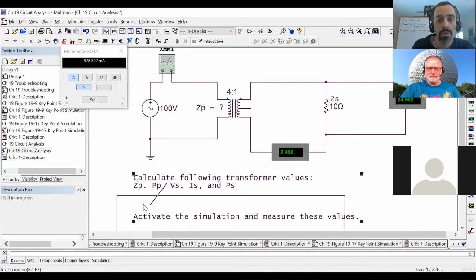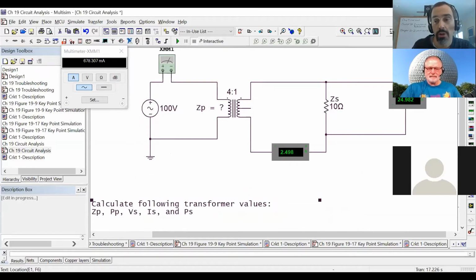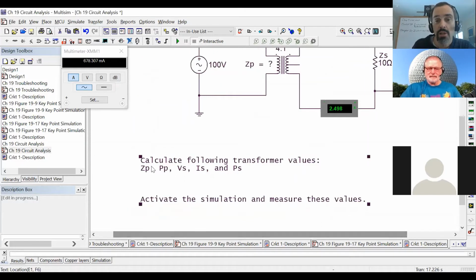So if we take, I'm going to get rid of some of this. So this is what we're going to be finding on here. By the way, it states calculate the following transfer values: CP, PP. PP is power in the primary. ZP is impedance in the primary. Power in the primary, current in the secondary, and power in the secondary.